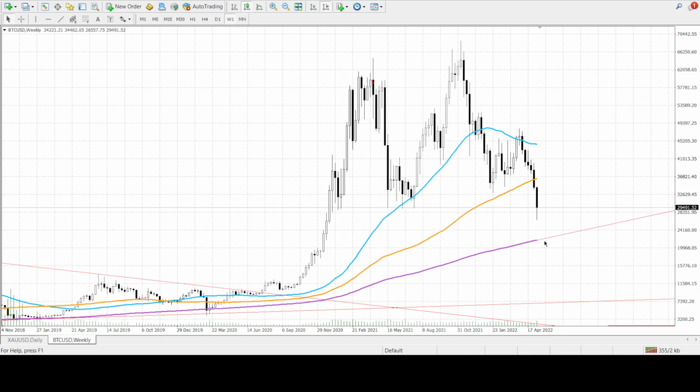So if you're looking for long-term entry into Bitcoin or other altcoins, that is where you would look to start purchasing. So sit on the sidelines, wait, and then from there, you can start seeking your entry.